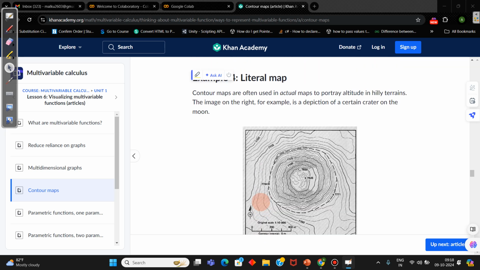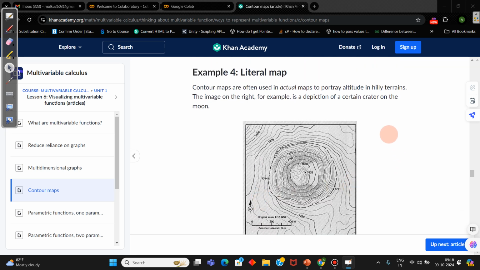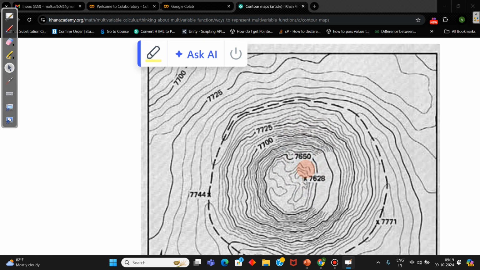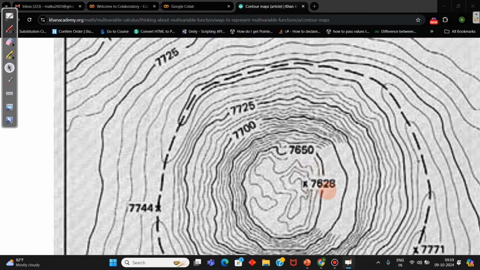So this is an example of the shape of a crater on the moon. We see different kinds of dug holes on the surface of the moon from Earth, so it's an example of one such hole. And how am I able to understand it's a hole? You can see a z value of 7628, and then the next z value is 7650, which is increasing, and 770, again increasing, and 7725, further increasing.